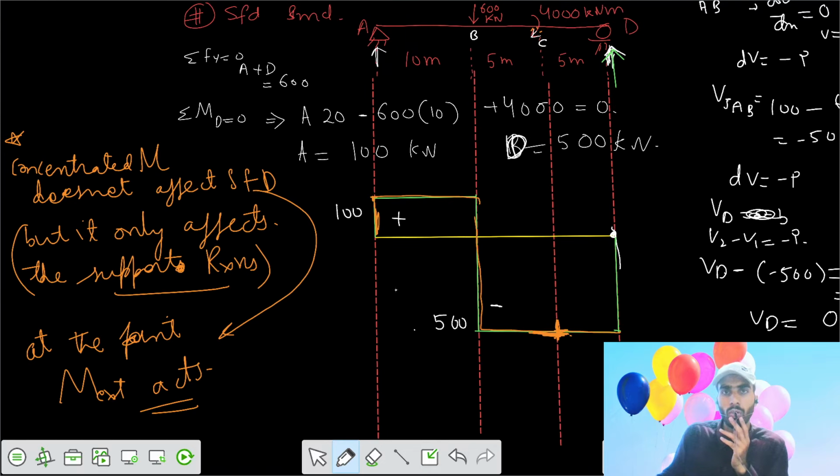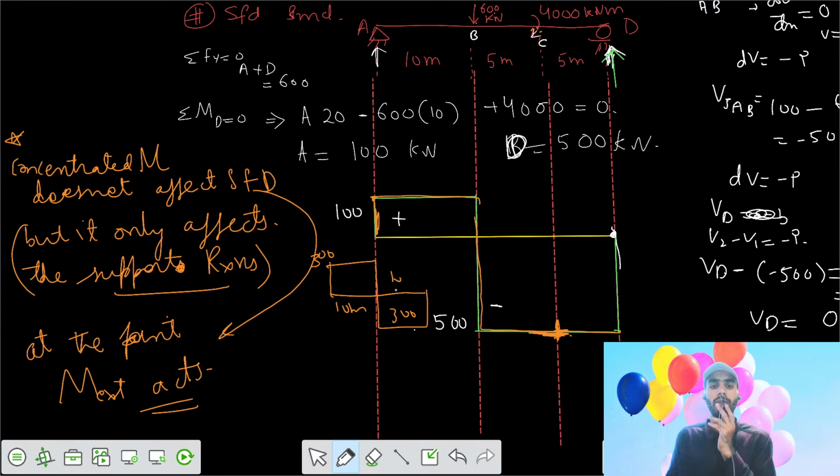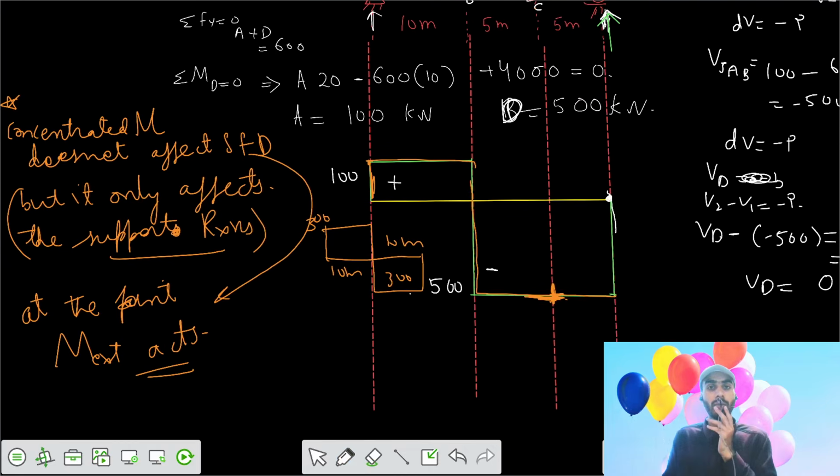If there was no external moment applied, so the 600 kilonewton was at mid span, then the reaction at this support would have been 300, and the shear force diagram would have been 300 and 300 for 10 meters and for 10 meters. Now we need to get the bending moment diagram.